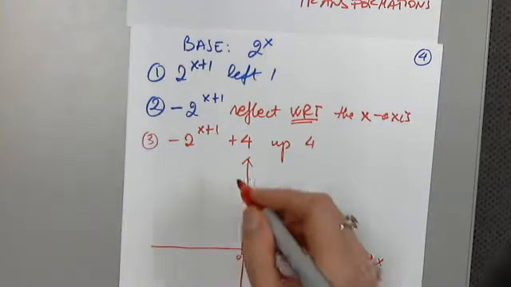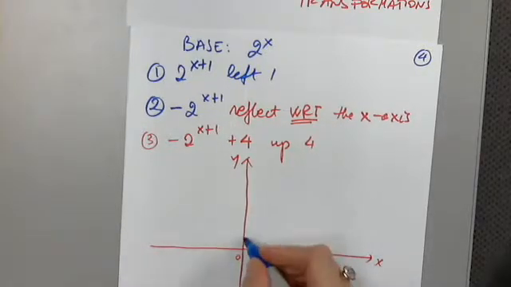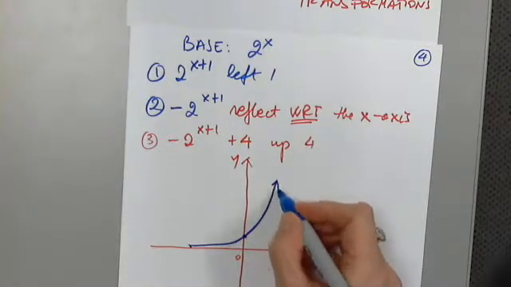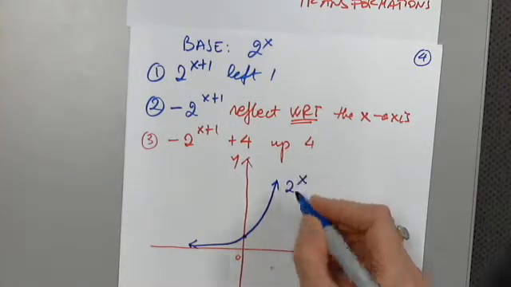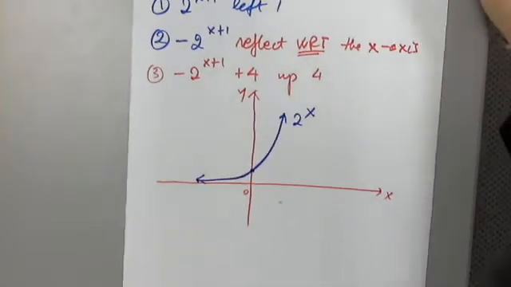First, we graph the base function. How do I graph 2 to the x? Is it increasing on all its domain, crossing at (0, 1), or is it decreasing on all its domain, crossing at (0, 1)? Increasing, because the base is greater than 1. Very good. So this is the graph of 2 to the x. Perfect. Then you told me to move it left 1.